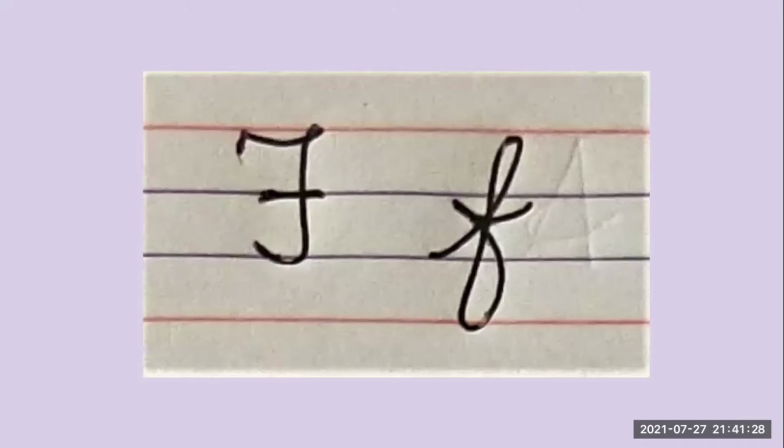After E comes the letter F. F is the letter and the sound that this letter makes is F. When you say this sound, all your upper row teeth come and settle on your lower lip and the air comes through the gap of the teeth. So, F is the letter, F is the sound.